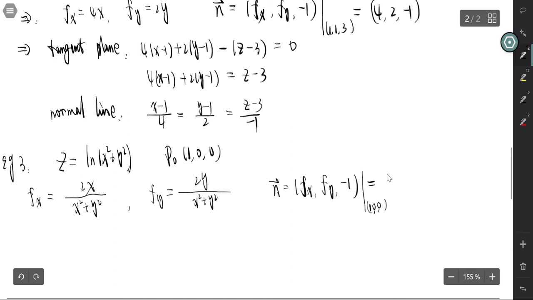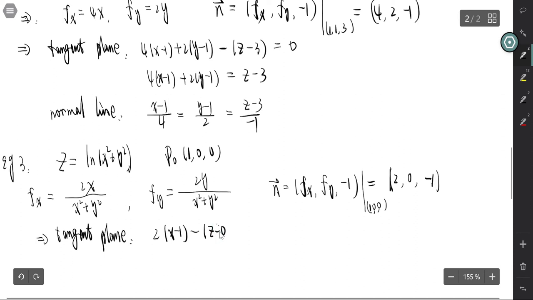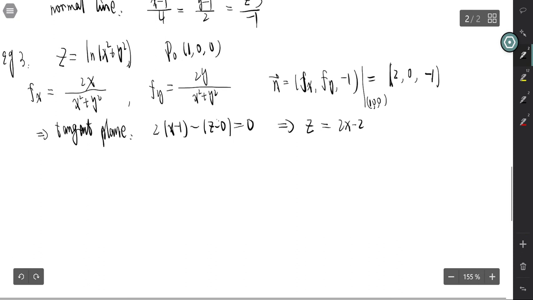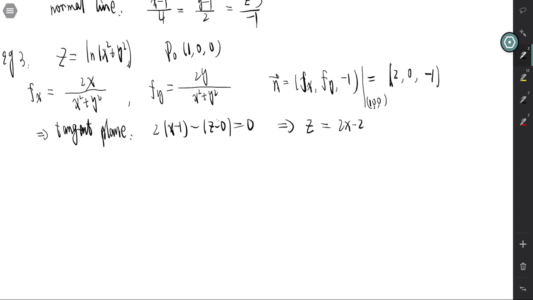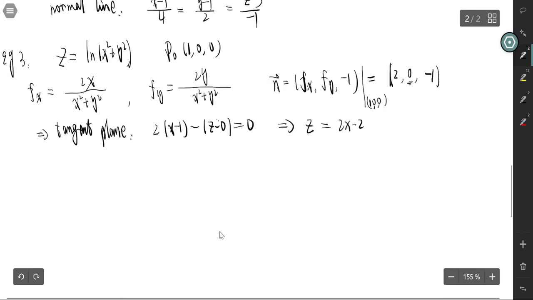Now f_x is 2, f_y is 0, and the z coordinate is negative 1. So the tangent plane is 2(x minus 1) minus z minus 0, because the point passes through z equal to 0, equals 0. That is z equals 2x minus 2. This is a plane that is parallel to the y-axis, because the y coordinate of the normal vector is 0.